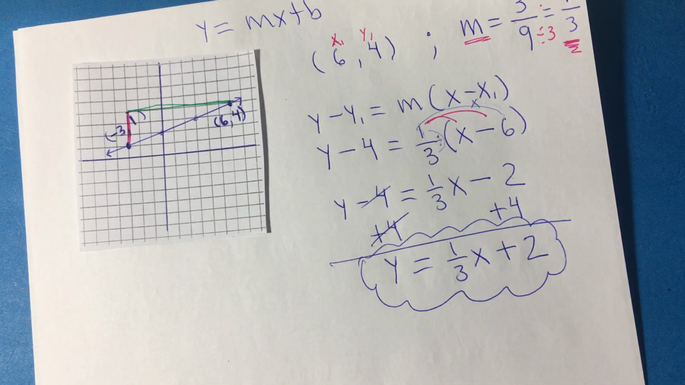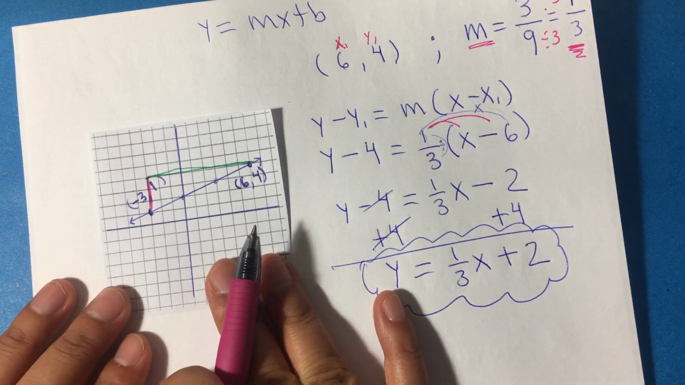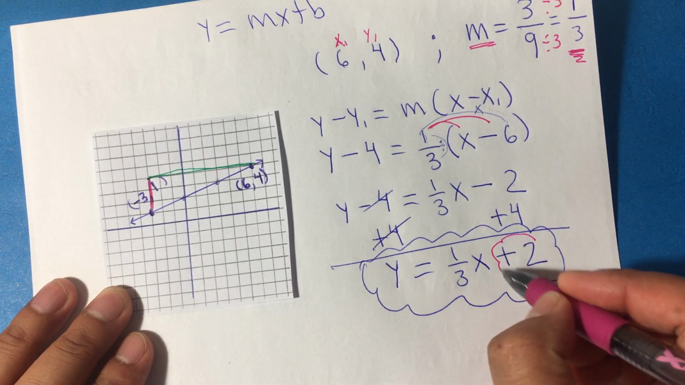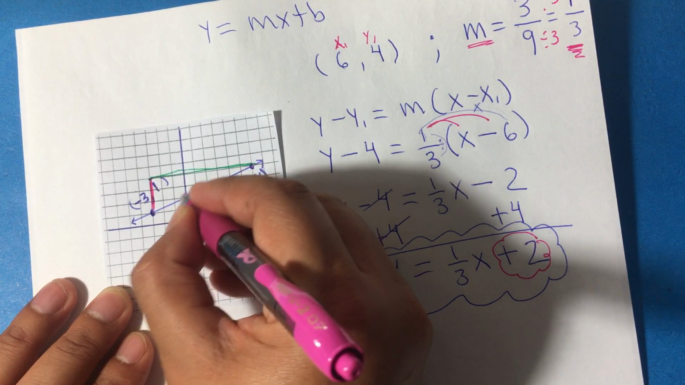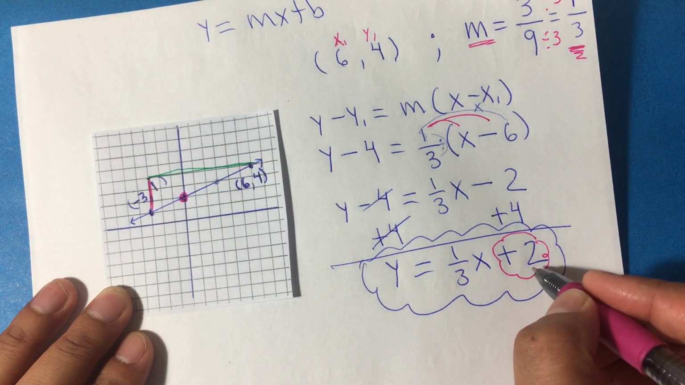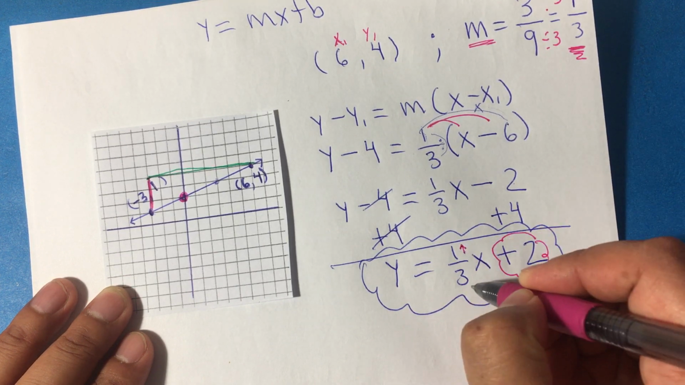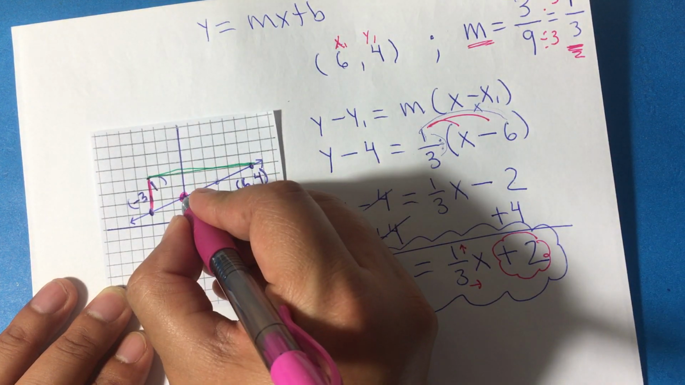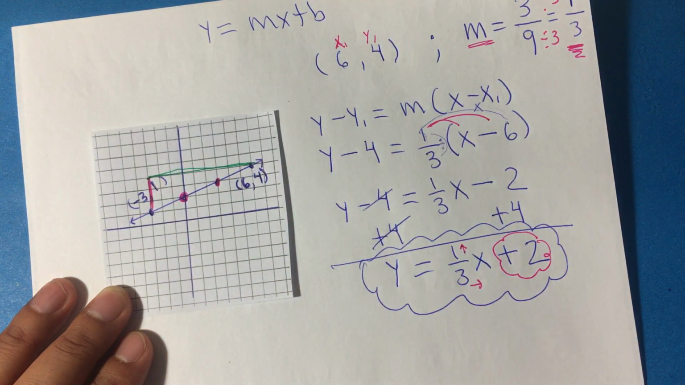Okay, so it's y equals 1/3 x plus 2. Now let me show you how I can find that in this graph that they gave us. So the initial point is the positive 2, which is always on y. It's right there. That's my initial point. And then from that point, you go 1 up and 3 to the right. So 1 up and 3 spaces to the right is right there, okay? And you just connect that line.